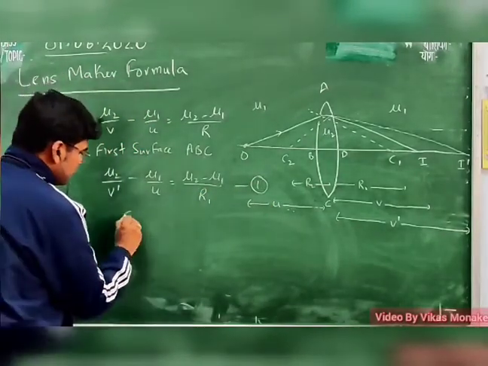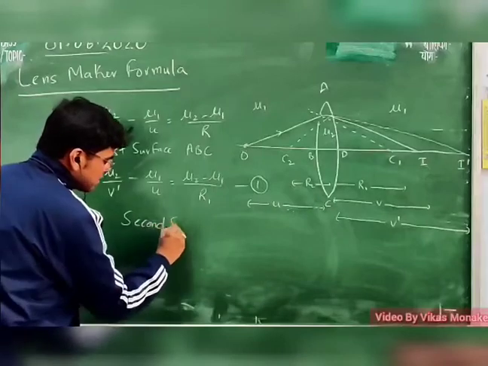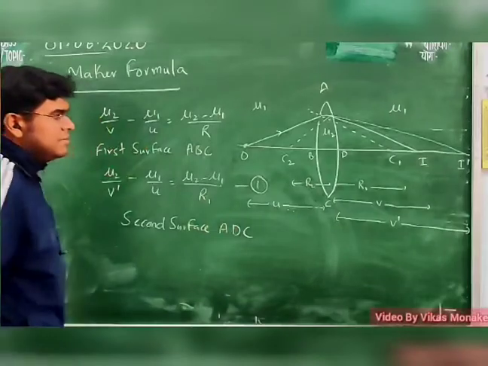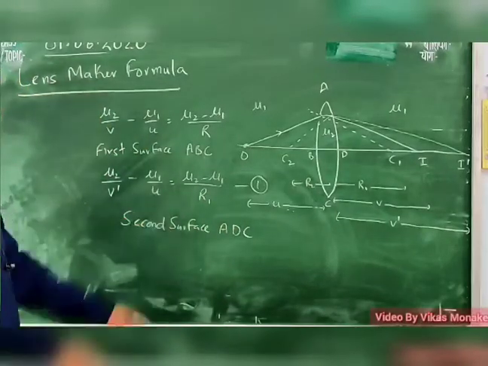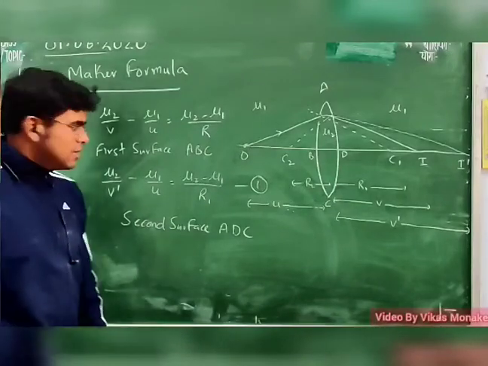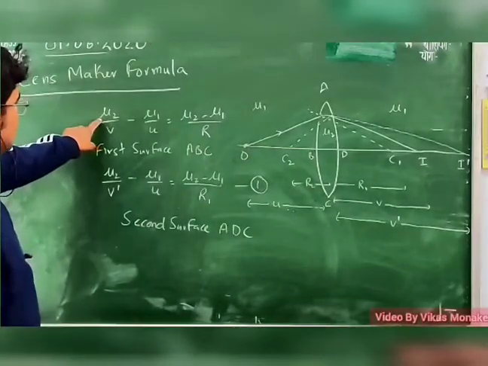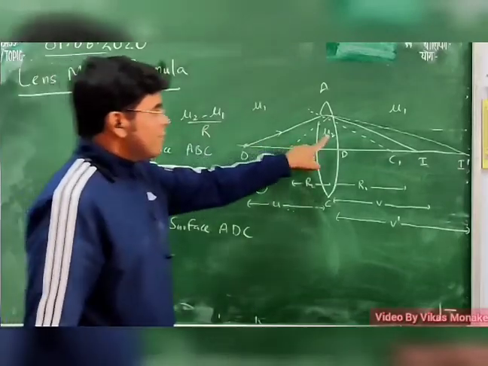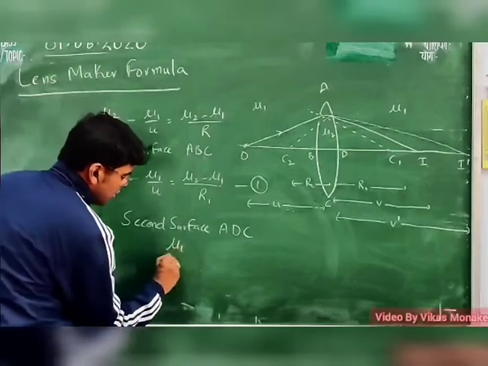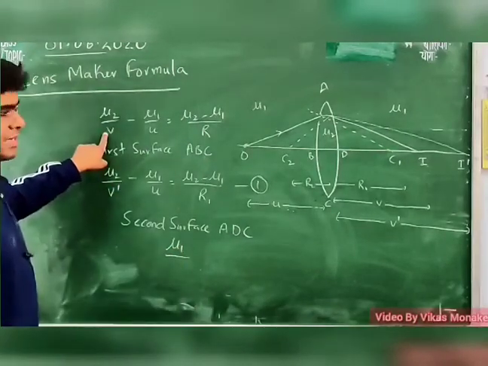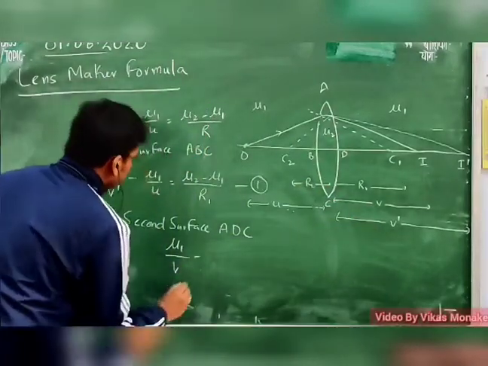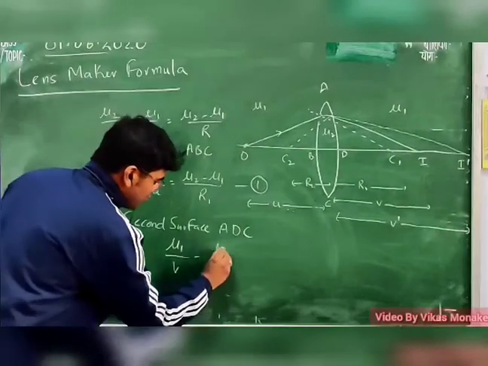Now we apply it for the second surface, that is A, B, C. For the second surface, the image formed by the first surface will act like an object. So the basic formula is mu2 over v. Mu2 is the second medium, but the light is going from mu2 to mu1, so instead of mu2, we will write mu1. V is the image distance for the second surface.